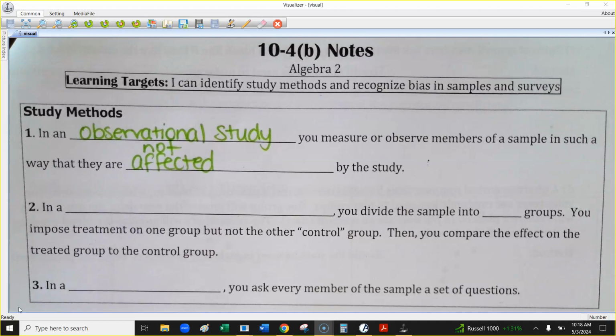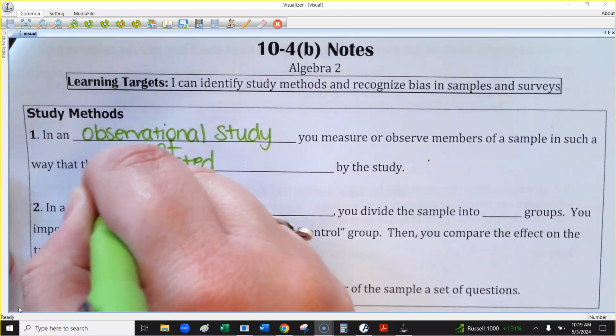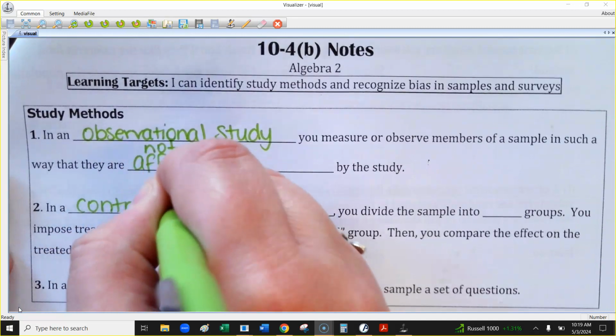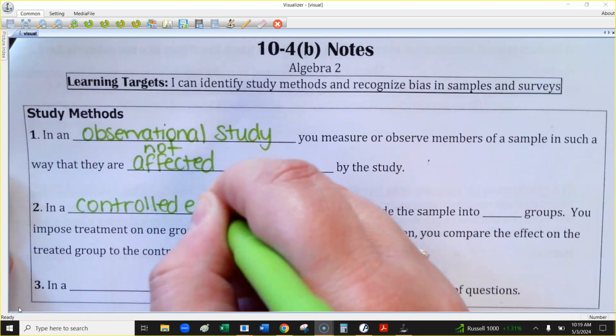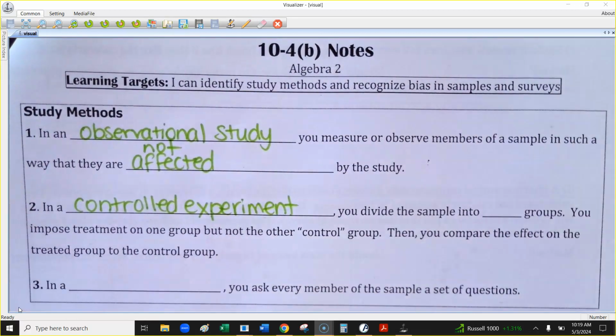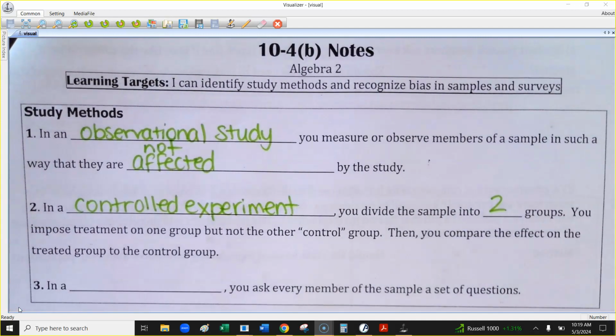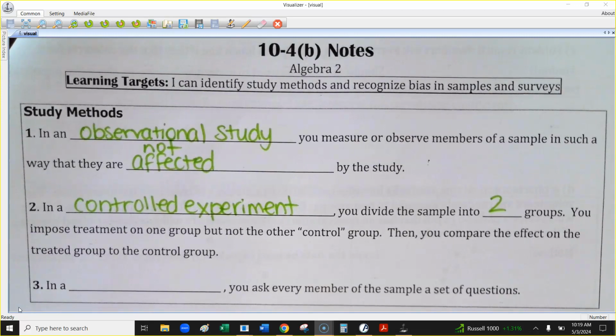Okay, the second type. This one you guys are probably more familiar with or have heard of stuff like this before. So this is going to say a controlled experiment. You divide your sample, however you decided to get that selected, into 2 groups. And you're going to impose treatment on one group, but not the other group. The other group, they'll call that the control group. So that's just keeping, they don't get affected.